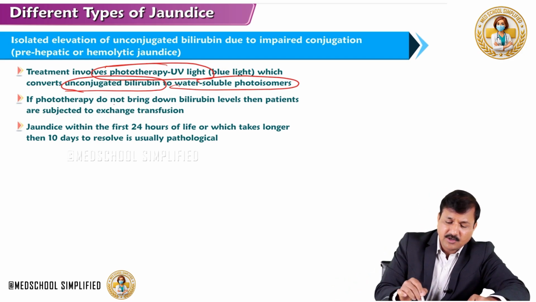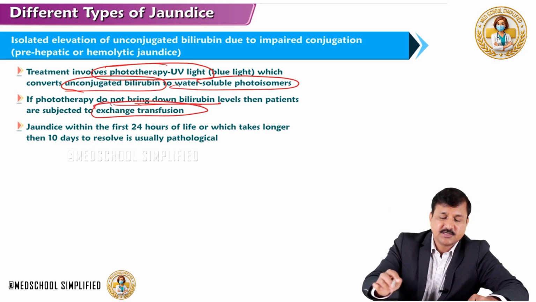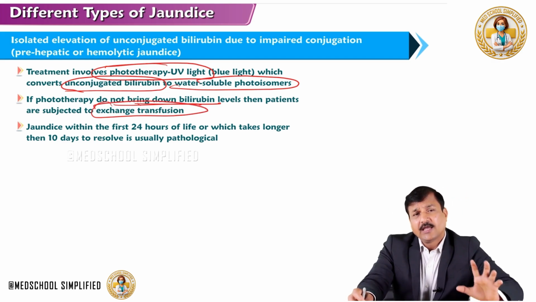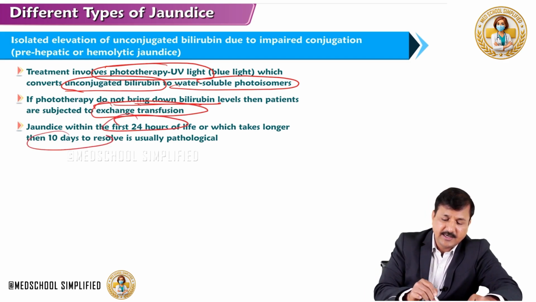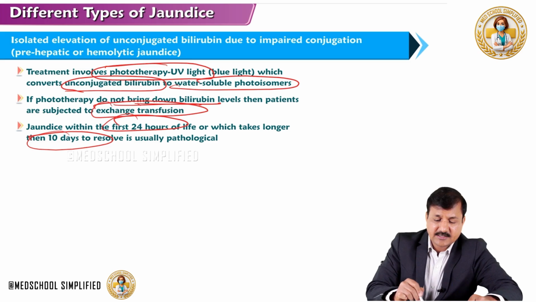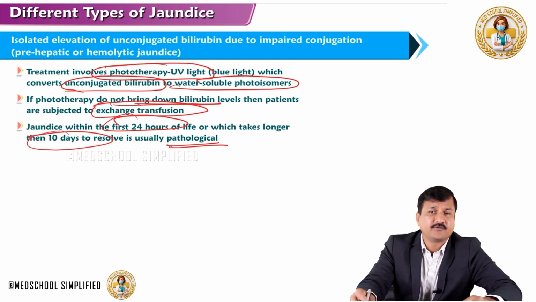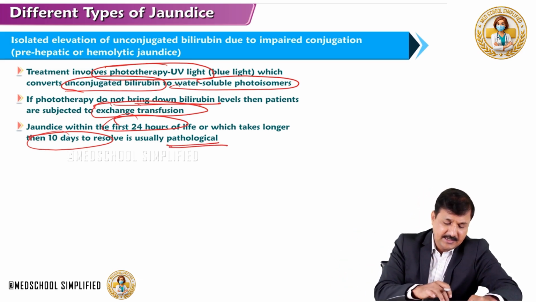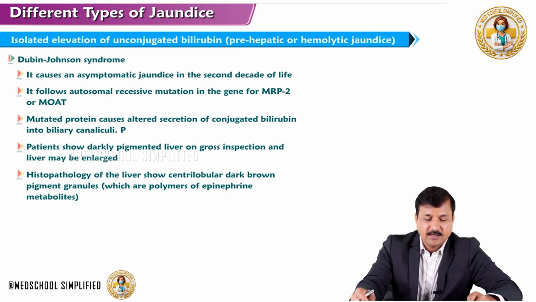If the phototherapy does not bring down unconjugated bilirubin levels to the desired range, at that time exchange transfusion is also done. Now any jaundice that appears before 24 hours, or takes more than 10 days to resolve, consider that as a pathological jaundice. Generally physiological jaundice usually appears after 24 hours but resolves within 10 days. So that is about isolated unconjugated bilirubin levels.